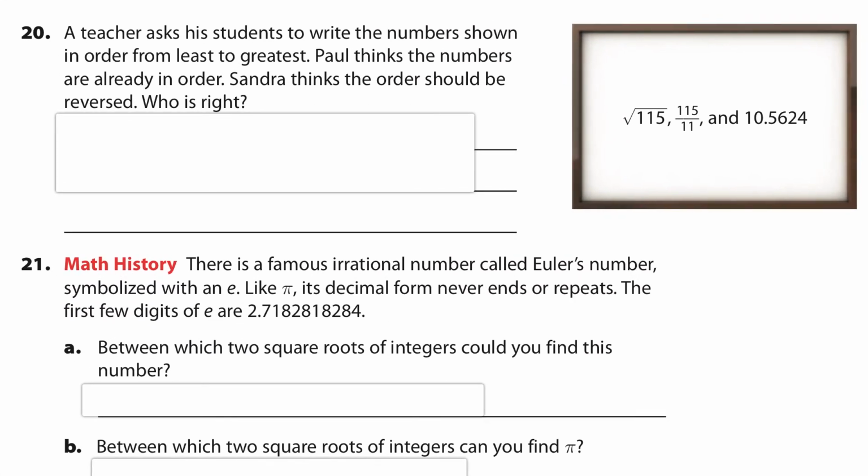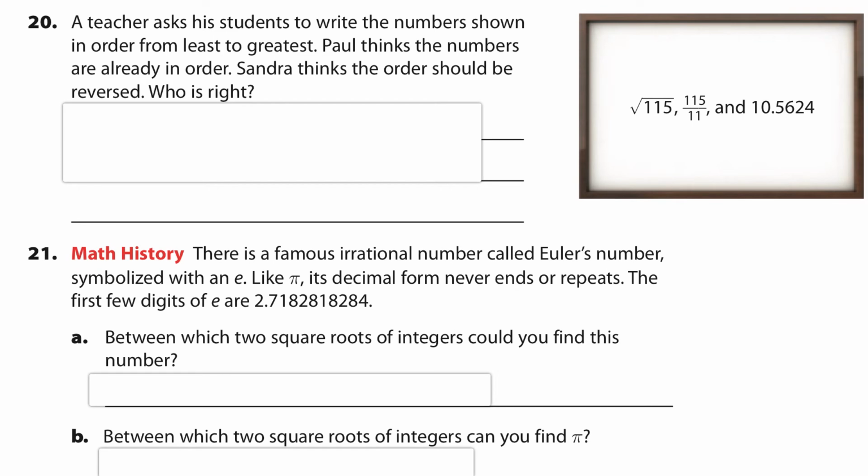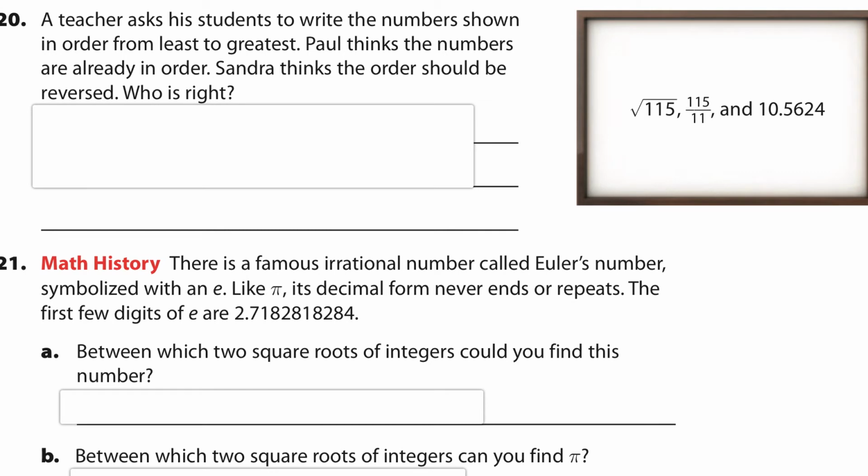Here, a teacher asks his students to write the numbers shown in order from least to greatest. Paul thinks the numbers are already in order. Sandra thinks they should be reversed. Who is right? The square root of 115.